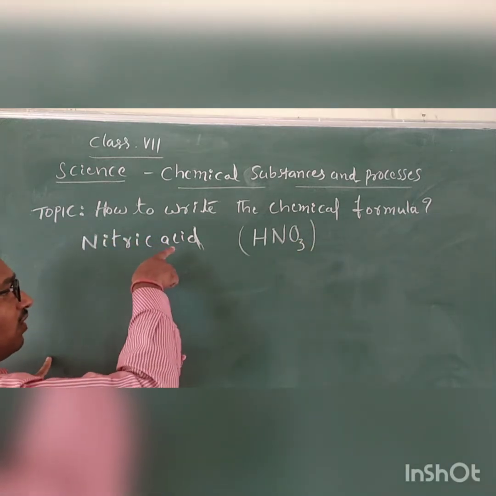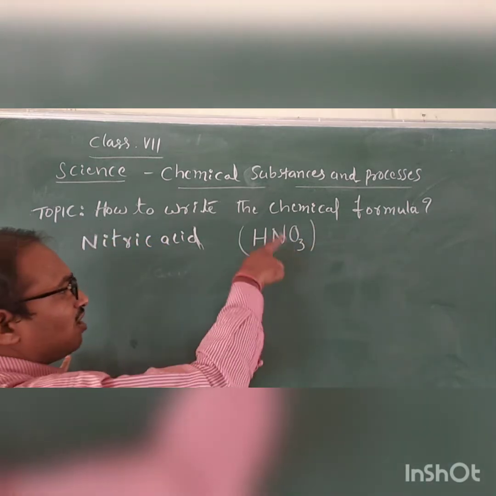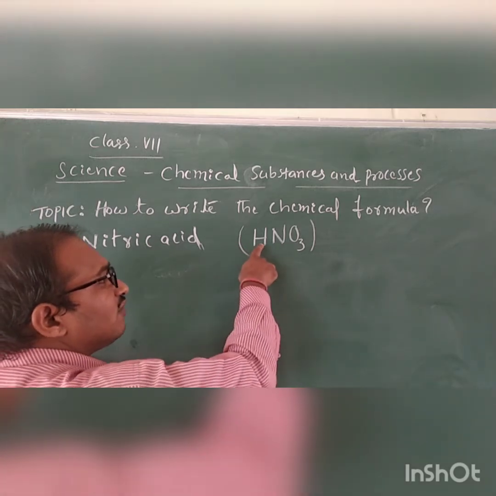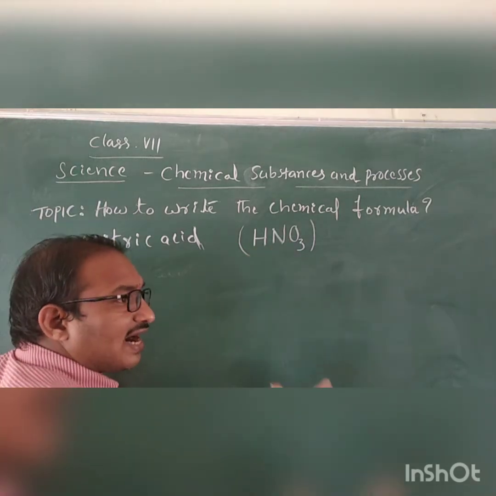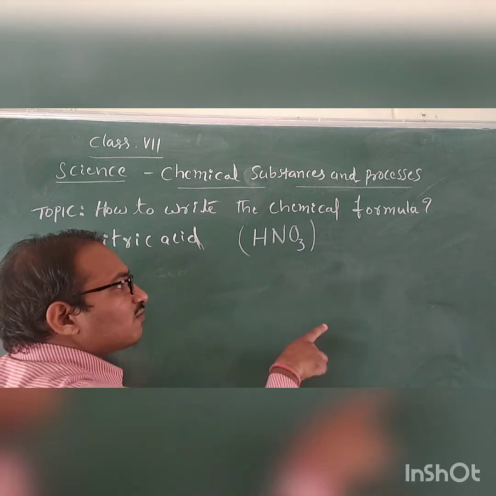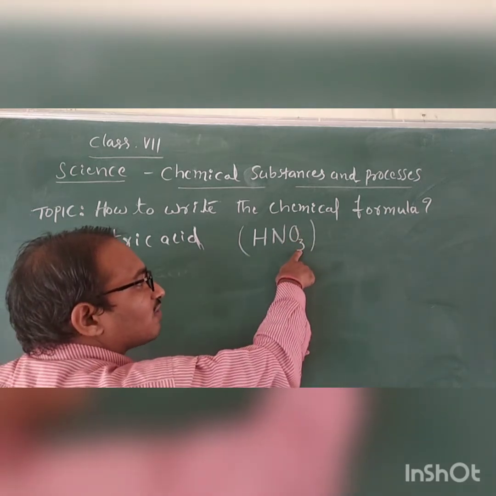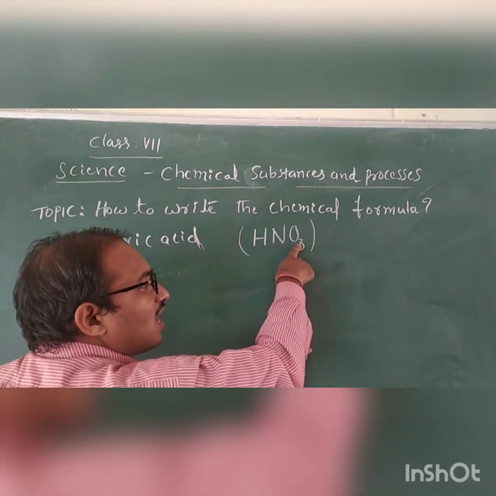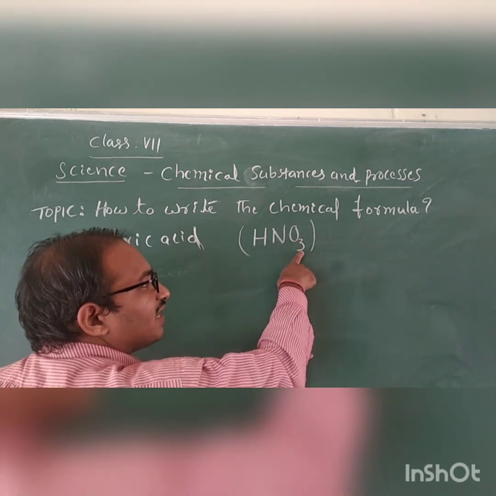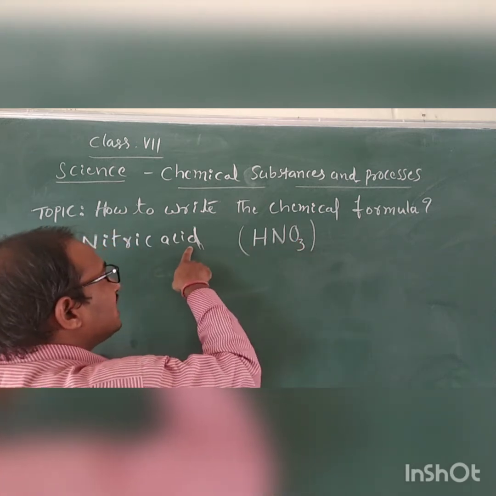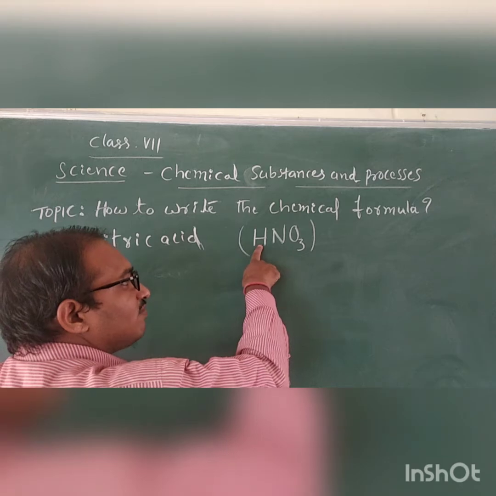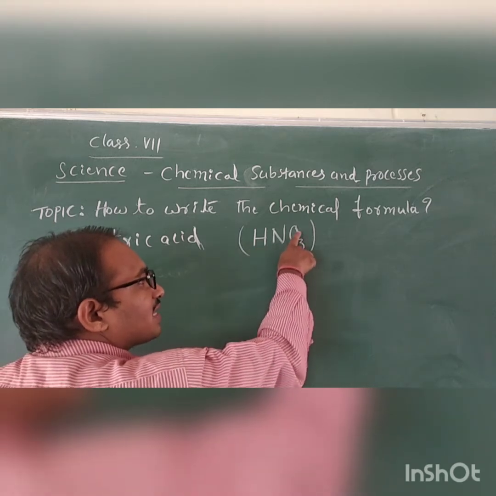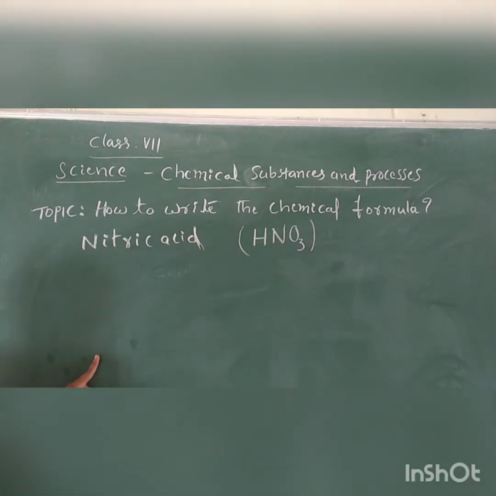So while writing the chemical formula, how to write? Each and every element we have to write, and the number of atoms of each element we have to write as a subscript of that particular element. So for nitric acid, one hydrogen atom, one nitrogen atom, three oxygen atoms are present. Right? This is the way to write the formula of nitric acid.